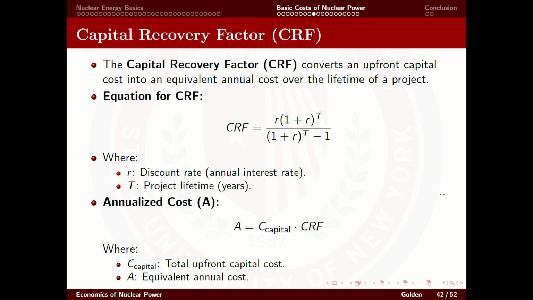And then you have the capital recovery factor, which converts the upfront capital cost to an equivalent annual cost over the lifetime of a project. So the equation is CRF equals R times (1 plus R) raised to the T, over (1 plus R) to the T minus 1. R is the discount rate and T is the project lifetime, and the annualized cost is A equals C capital times CRF. C capital is the total upfront capital cost, and A is the equivalent annual cost.